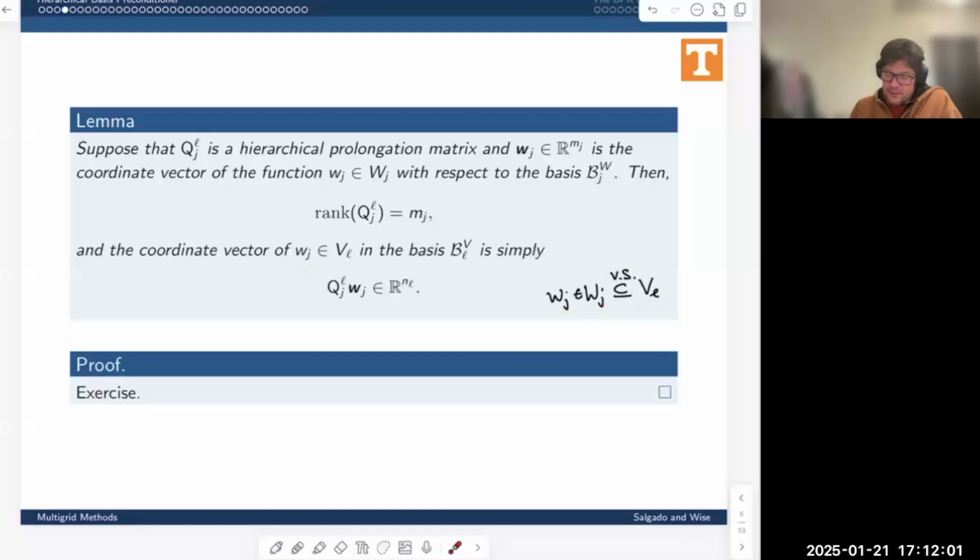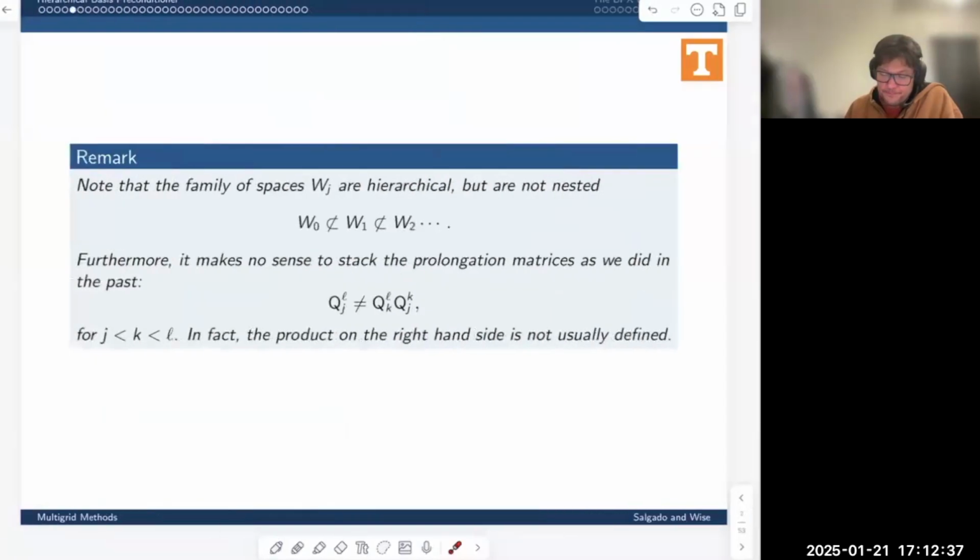And here's how you do that. Well, once you know the Q matrices, you're done. You need two things. I need to know the representation of this finite element function with respect to this basis BJW. And if I know that, then all I do is I take the Q matrix and I multiply that times that coordinate representation. And lo and behold, that gives me the coordinate representation of this function, but in this space with respect to that basis. And again, the proof is pretty straightforward, not too much trouble.